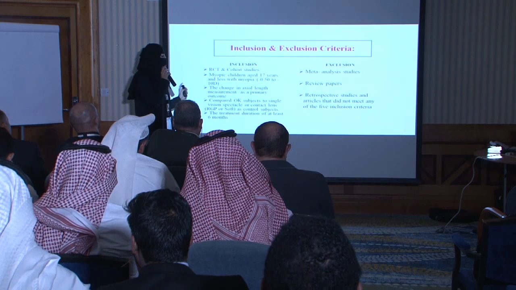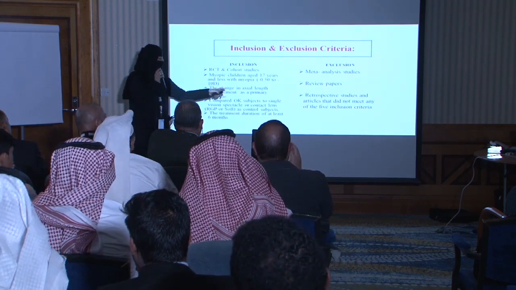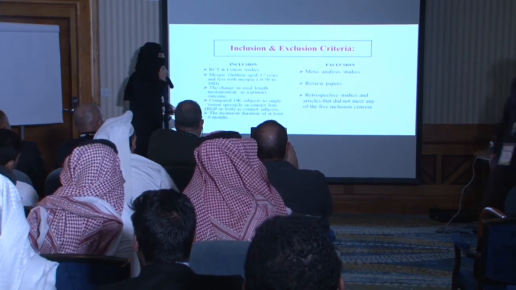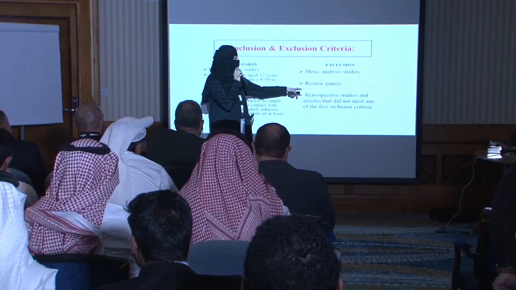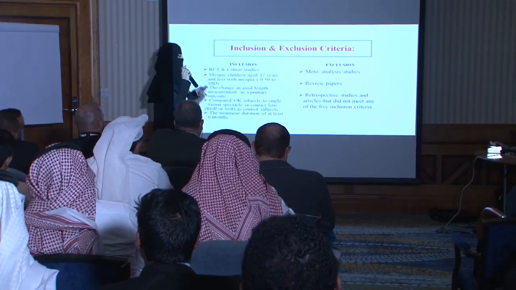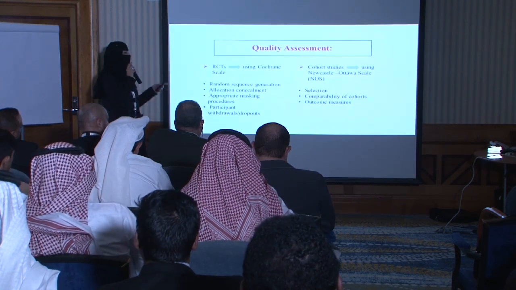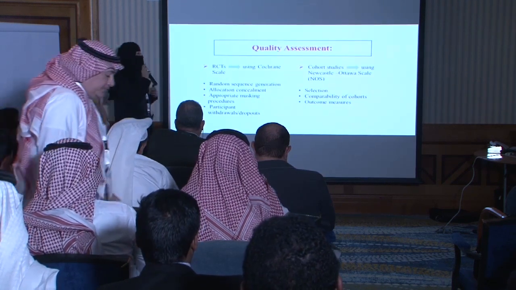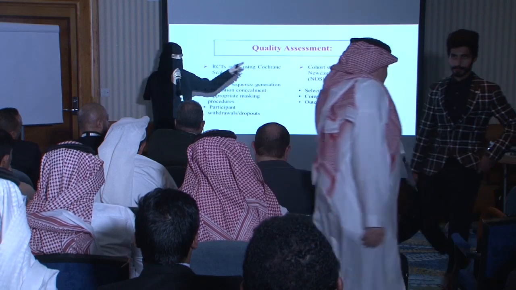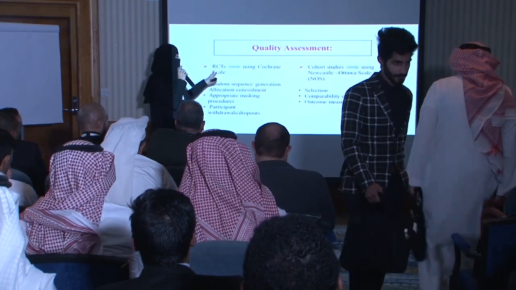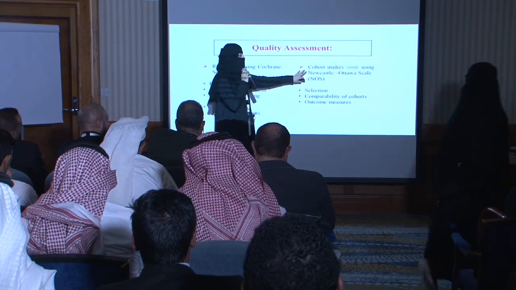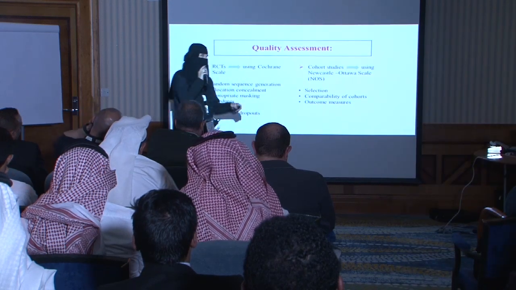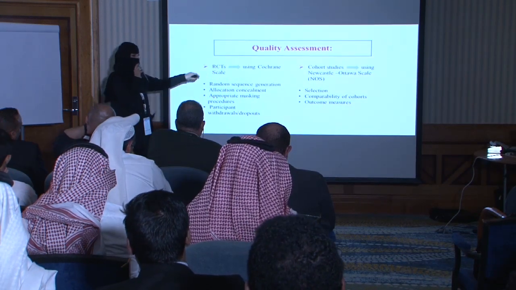I include any study that has change in axial length measurement as a primary outcome. As well, I exclude meta-analysis studies, review papers, and retrospective studies. In this study, I include randomized control trials and cohort studies. For the randomized control trials I used the Cochrane scale, and for cohort studies I used Newcastle, to assess the bias.